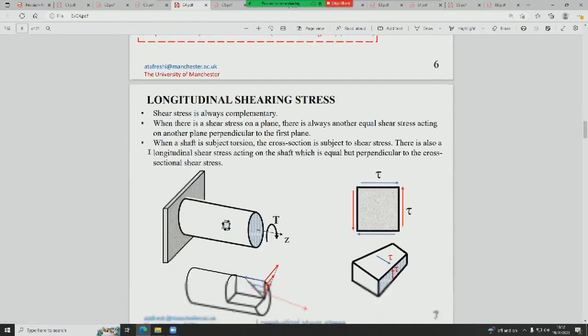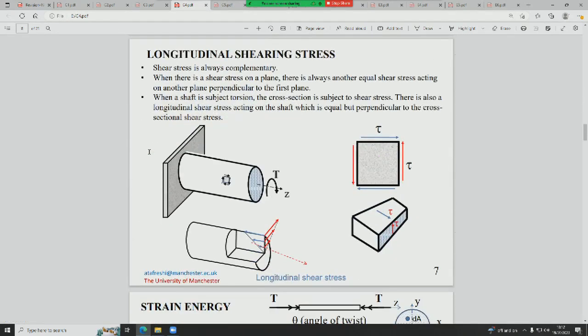Now, the characteristics of shear stresses: they're always complementary. This was an exam question a couple of years ago. So the shear stress is always complementary. Whenever we have a shear stress on a plane, we always have shear stress on planes perpendicular to the first one, because of rotational equilibrium.